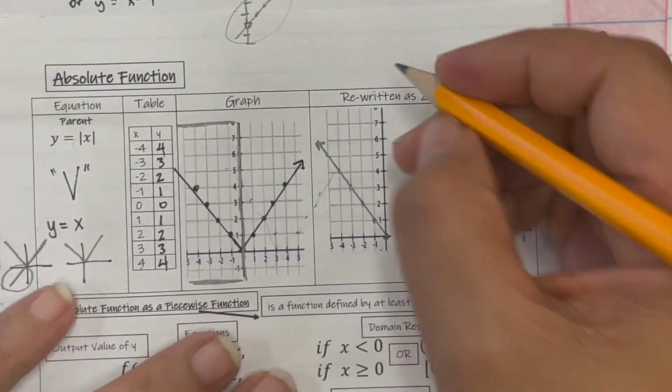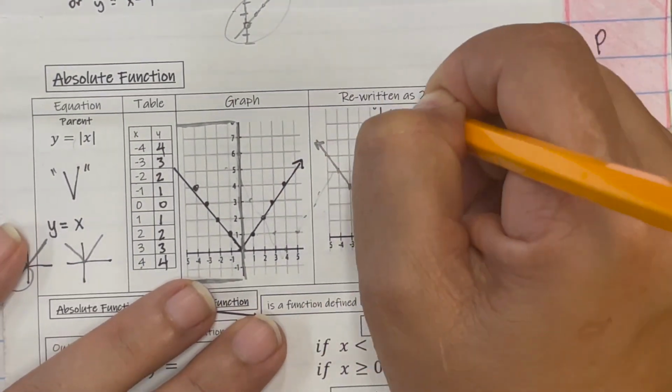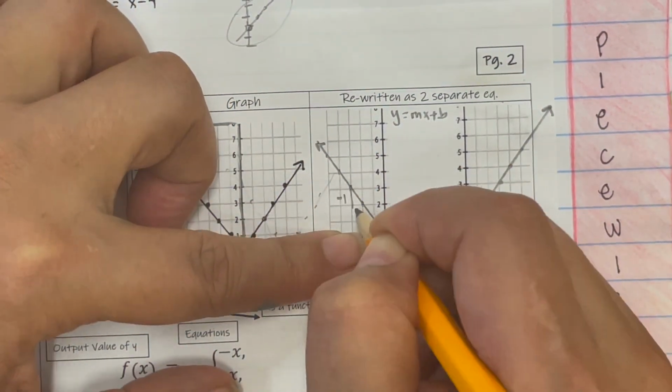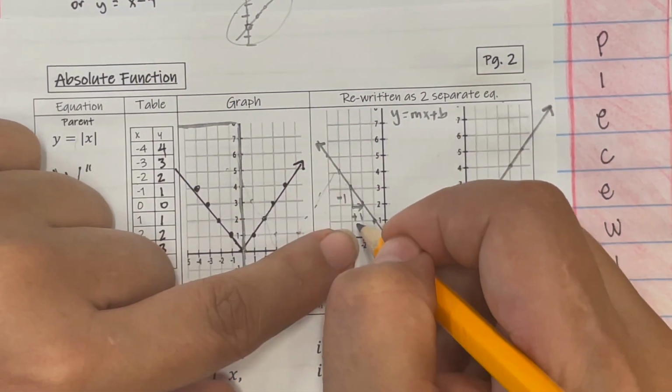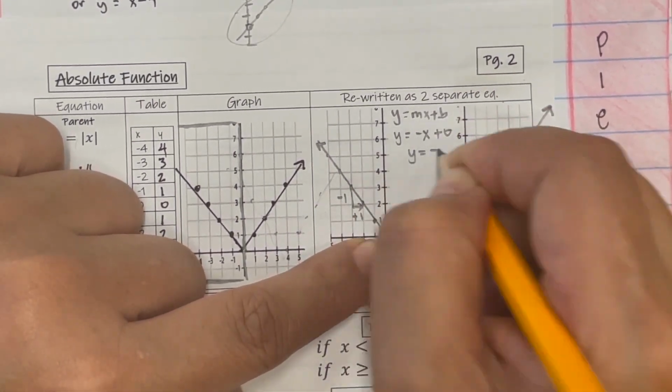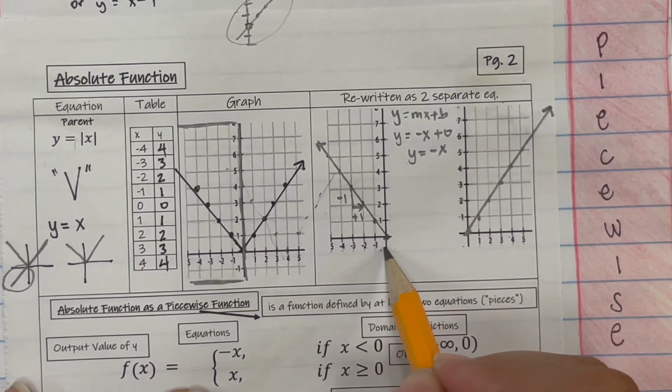So one going down is still a straight line, so it's still y equals mx plus b. All right, let's calculate the slope. So it's going to go down 1, right 1. So that's going to be -1 over 1, which is -x. And what is across the b? Plus 0. So simplifying, y equals -x. So that's the equation of that line.